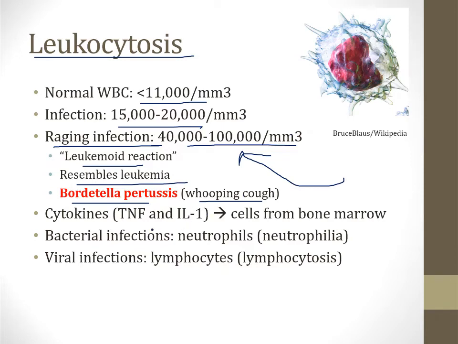The cause of leukocytosis is cytokines, especially TNF and IL-1. They trigger cells from the bone marrow to produce more white cells. And the type of white cells that rise in the setting of infection vary with the cause of infection. Bacterial infections usually cause a rise in neutrophils. This is called a neutrophilia. And in the setting of viral infections, there's usually a rise in the lymphocyte count. This is called a lymphocytosis.